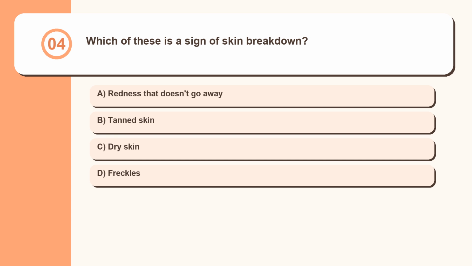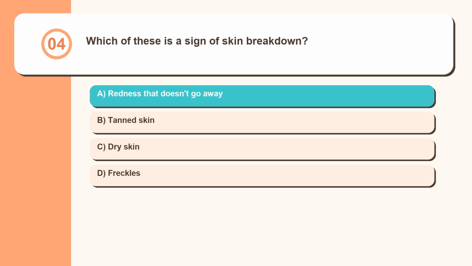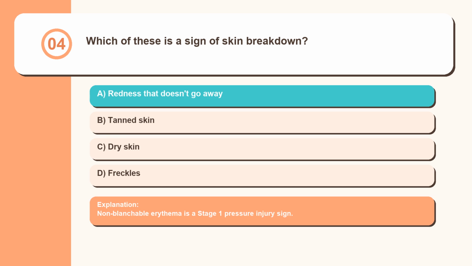Question 4. Which of these is a sign of skin breakdown? Redness that doesn't go away, tan skin, dry skin, freckles. Non-blanchable erythema is a stage 1 pressure injury sign.